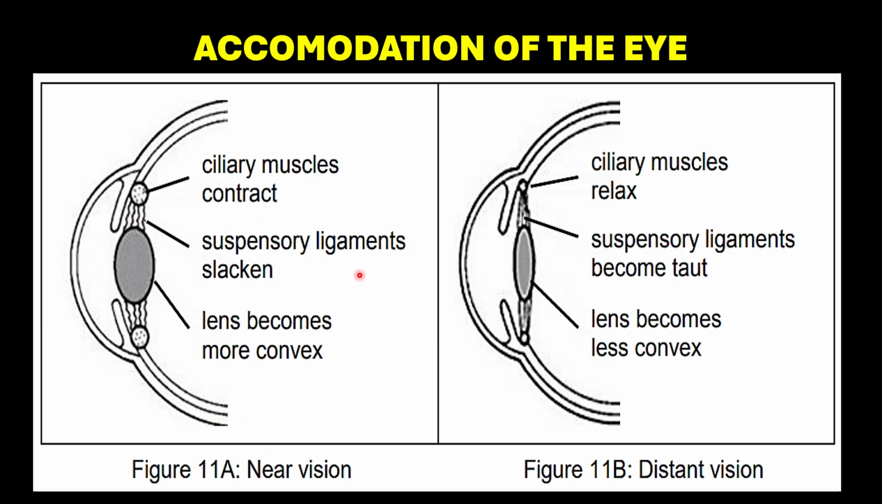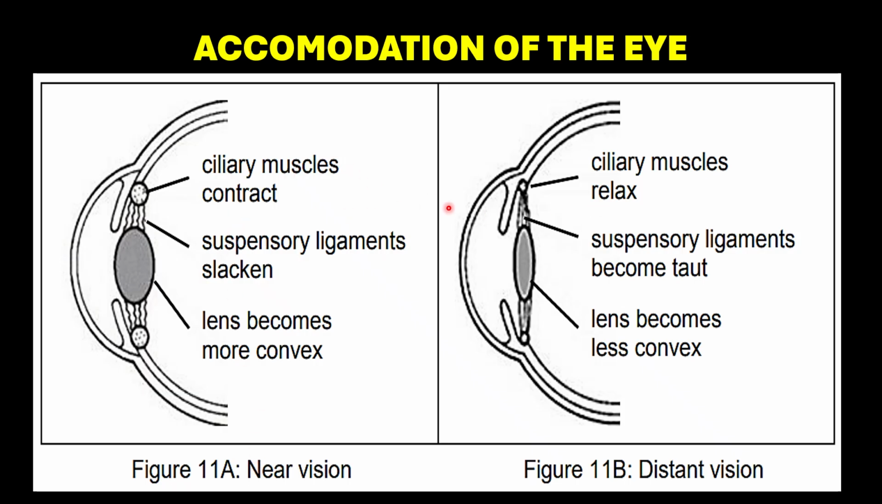If you are finding it difficult to remember these words, take note. The word taut and the word distance, we have T in them. So the suspensory ligament becomes taut for a distant object. And here the suspensory ligament becomes slackened for near vision. But watch again. The suspensory ligament together with the lens are both held in position by the ciliary muscles. There's a muscle here, and muscles do two things. They either contract or relax. So for near vision, the ciliary muscle contracts, and for distant vision, the ciliary muscle relaxes.